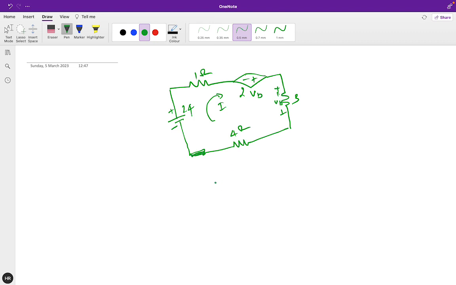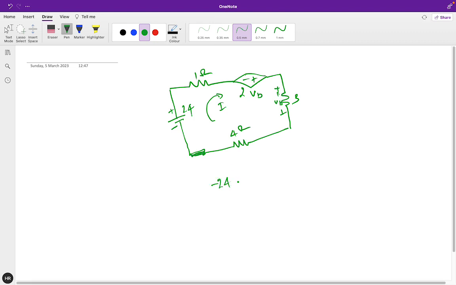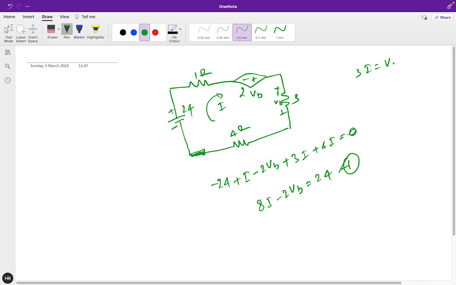So you will make a KVL equation. If you are making a KVL equation, minus 24 plus I minus 2 VB plus 3 into I plus 4 into I is equal to 0. So what is the equation you are getting? 4 plus 3, 7. 7 plus 1, 8I. 8I minus 2 VB is equal to 24. Equation 1. And here it is given the voltage across 3 is VB. So 3 into I, it is VB only. Okay, 3 into I is the voltage across this resistor, and it is given VB.